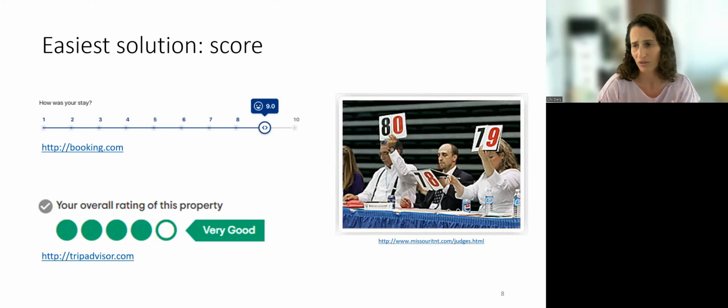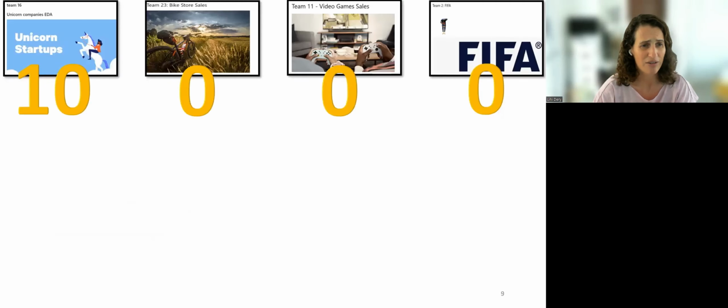I told you the students are friends of each other, and it's very easy to manipulate scores. So if my best friend presented the Unicorn Startups project, I can give a 10 to this project, but just to make sure that my friend is ranked at the top of the class, I can also give a 0 to the rest of the projects. So this is problematic.